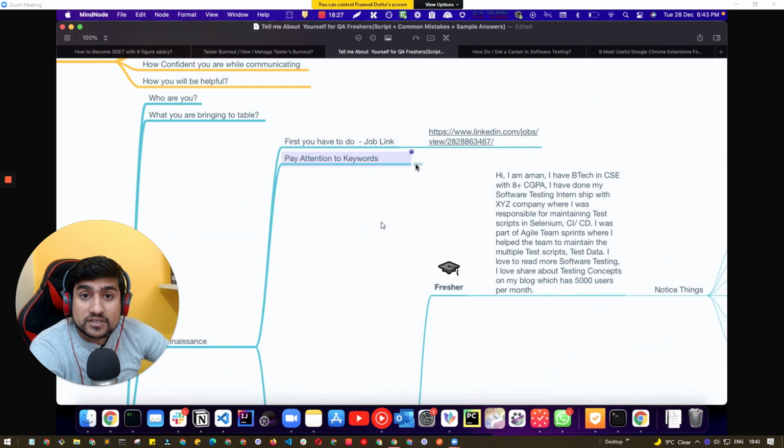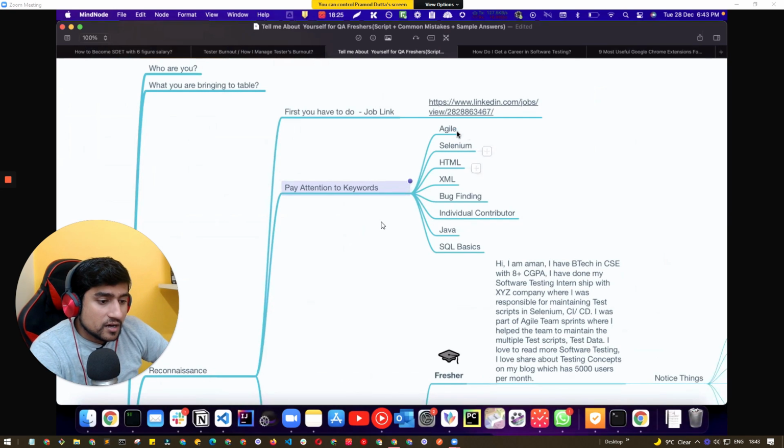Pay attention to the keywords that I have told you, right? They are discussing agile. What are the topics that you should know? Selenium, HTML, XML, bug finding. You should be good at bug finding. Individual contributor, Java, and SQL basics.